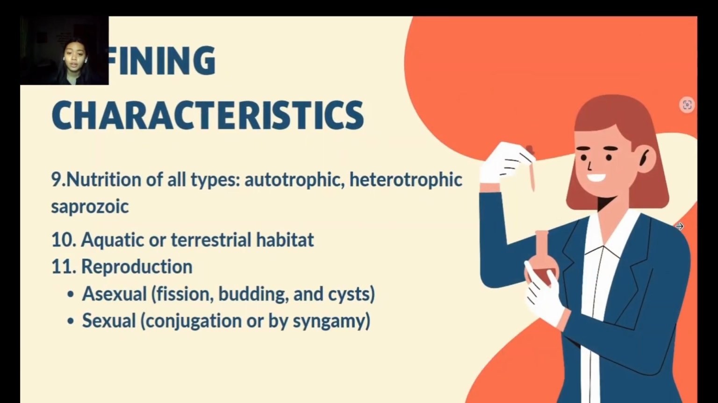Nutrition of all types: autotrophic, heterotrophic, and saprozoic. Autotrophic means the manufacturing of their own nutrition by photosynthesis. So they get their nutrition by the use of photosynthesis, while the heterotrophic depend on other variables, like they depend on animals, plants, and other organisms. And lastly, saprozoic, they use nutrients that are dissolved in our environment.